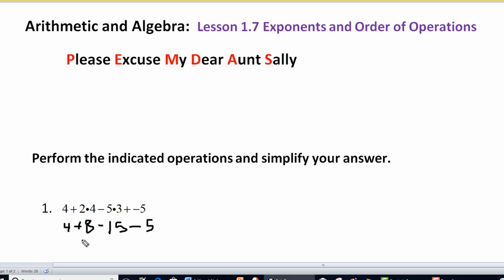Then we add 4 and 8. You add 2 at a time. Doesn't matter which 2 in this case. You can subtract also. So 4 and 8 is 12. And then again, minus 15 and a minus 5. Remember, we can write subtractions as addition, so this could be written as a plus negative 15, and this could be a plus negative 5. So I'm just going to write this as a plus minus 15 and a minus 5 is a negative 20.